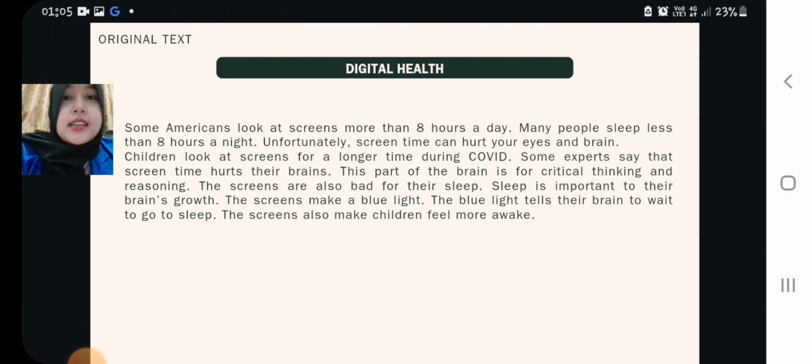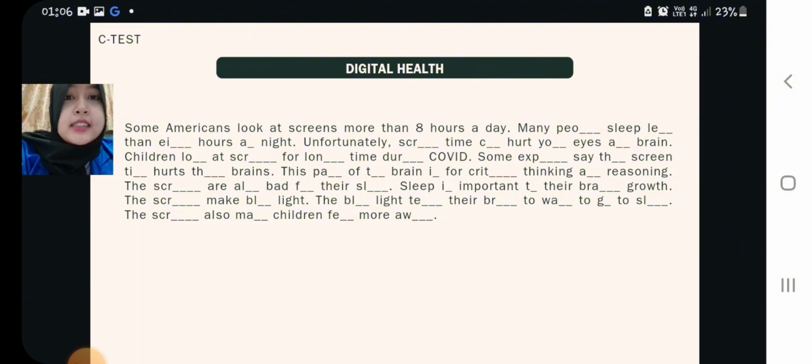And this is the second passage. This is the original text, and the topic is about digital health. And this is the C-Test. There are also 40 blanks here, and so the total blanks in the C-Test I've made is 80 blanks.